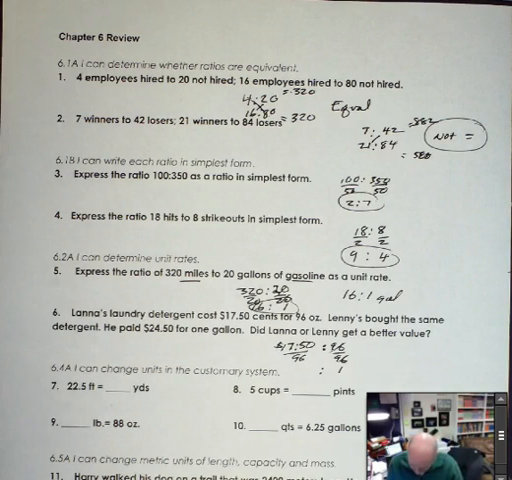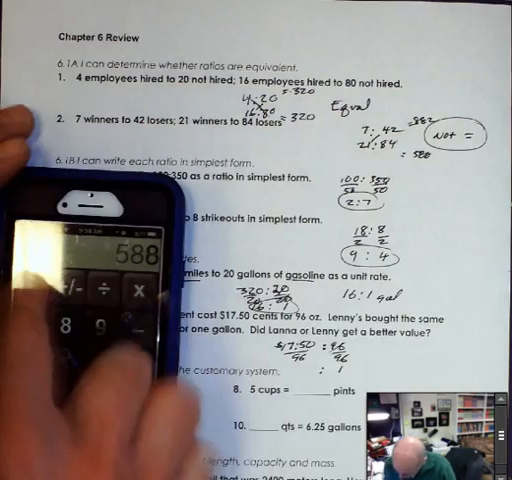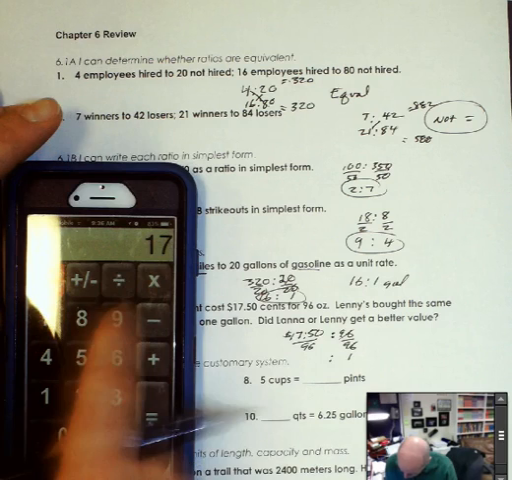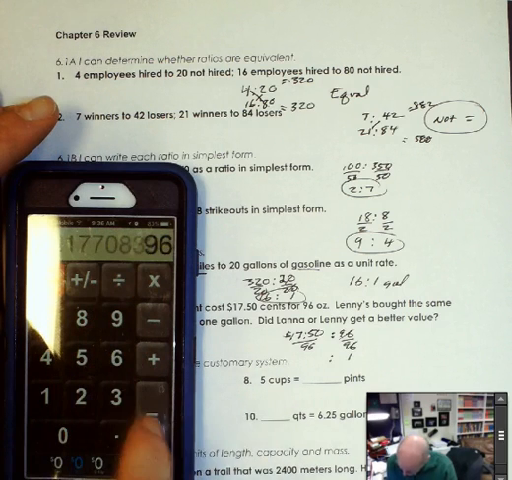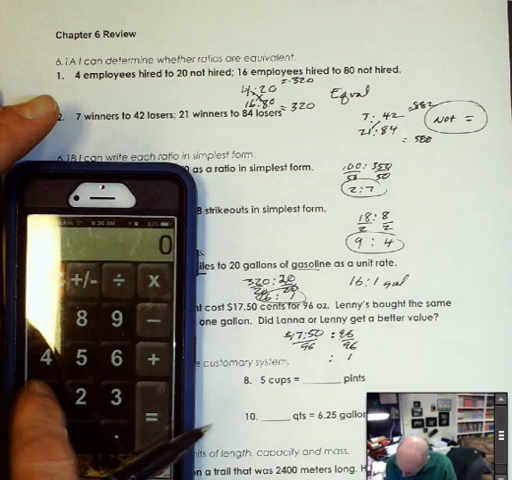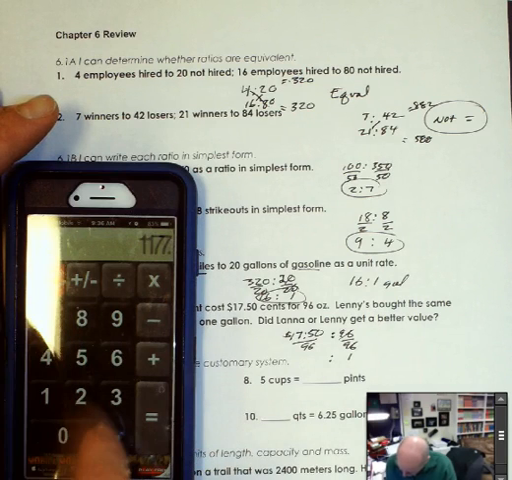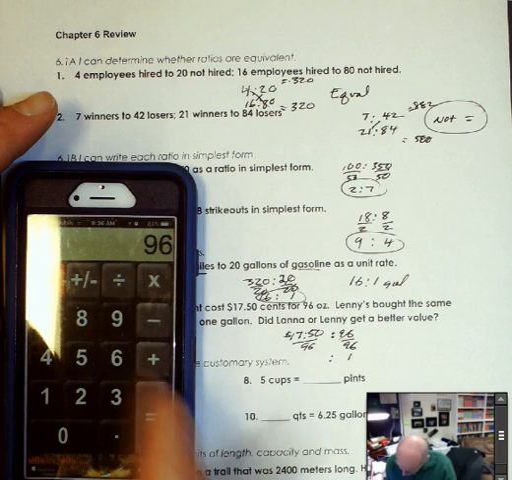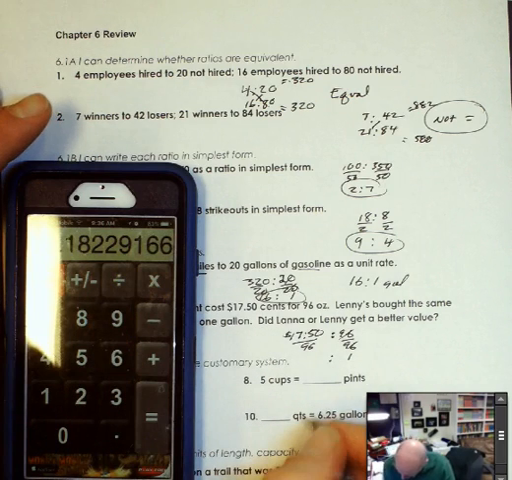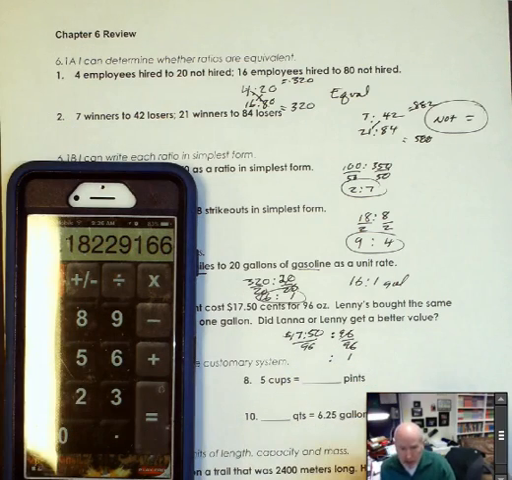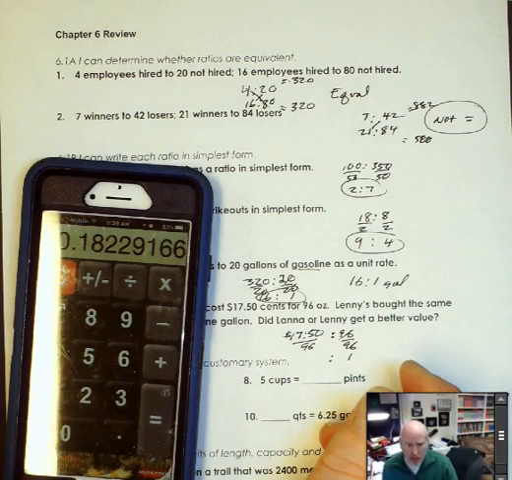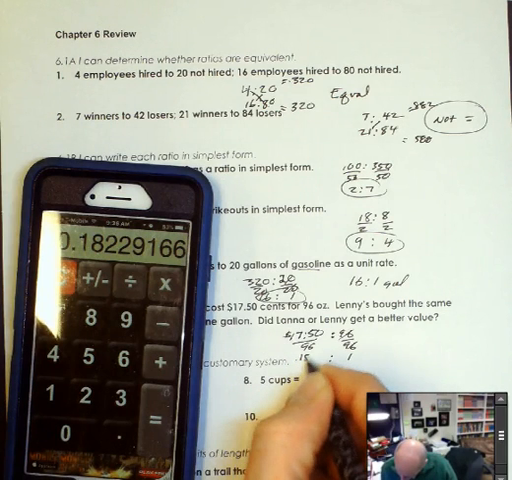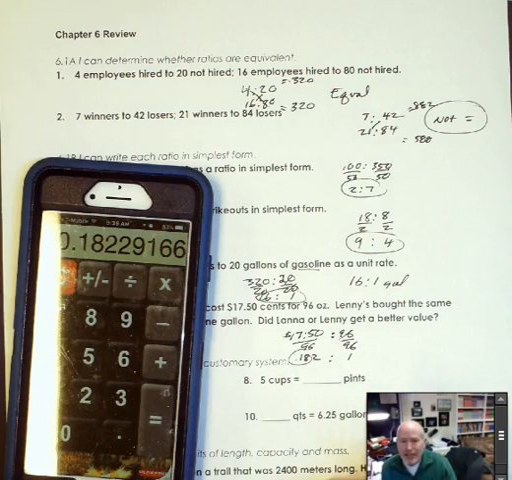Let me get my calculator for that one. I have to make sure you can see the calculator. So 17.50 divided by 96. I'm going to try that one more time. 17.50 divided by 96 equals 0.182. That looks right. You can see I have a whole bunch of digits on there, but we're really looking at those first few. So it's 0.182, which is about 18 cents.